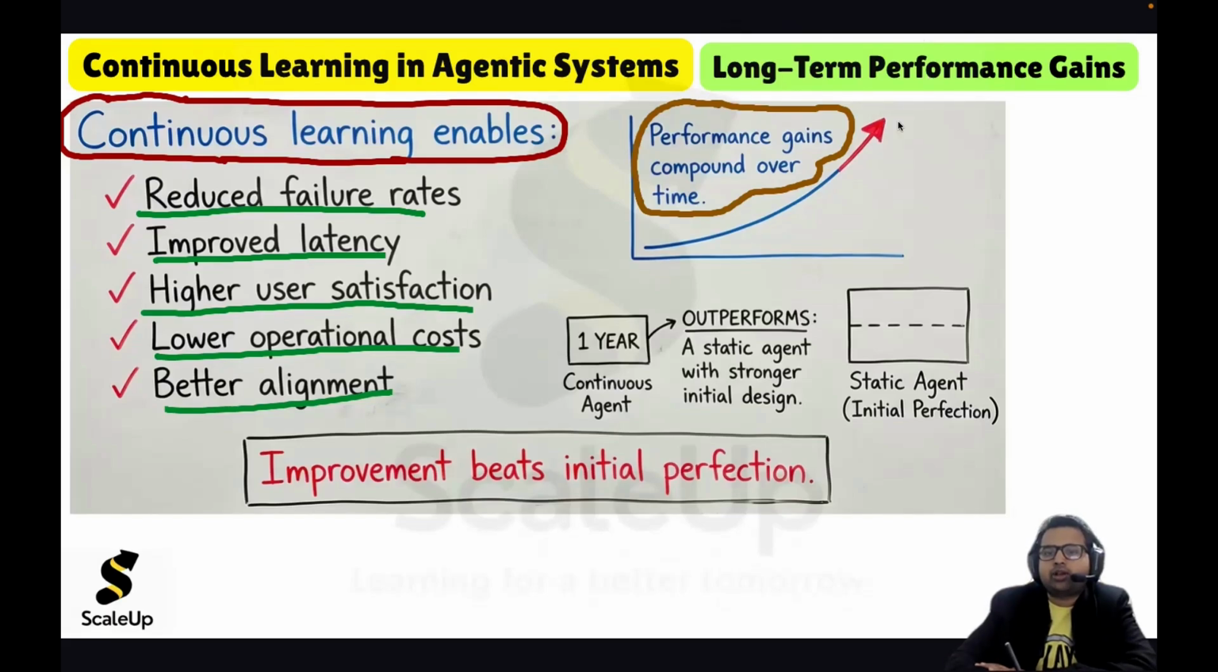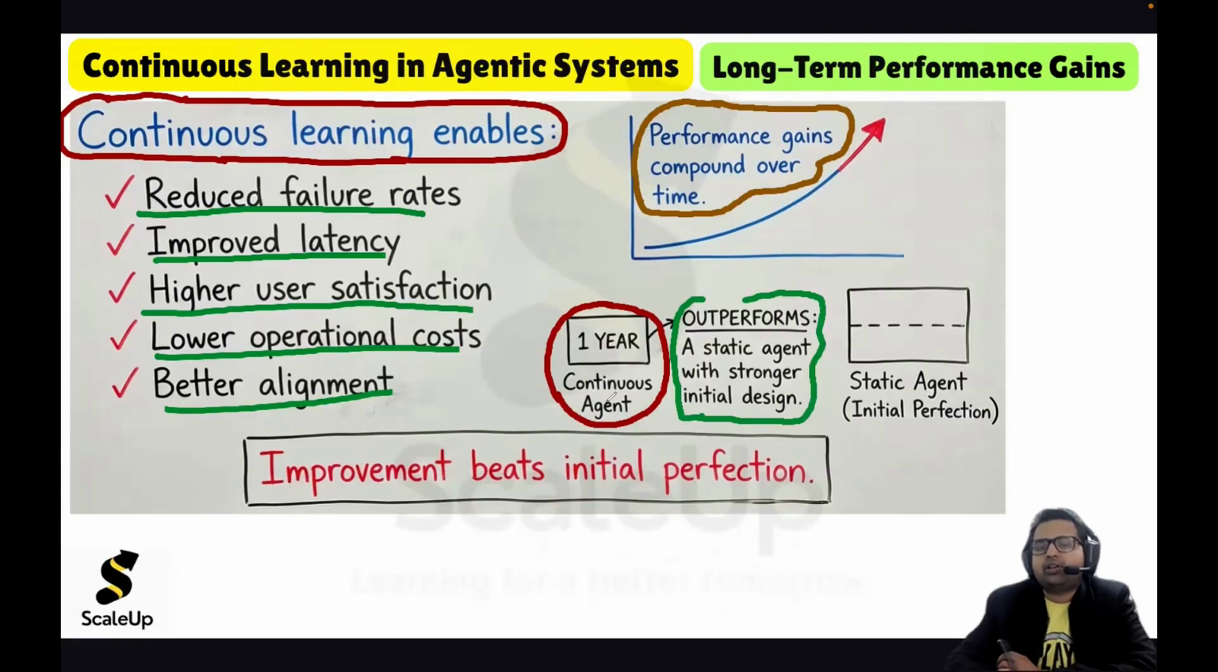So let us suppose we have an agent which is deployed for 1 year with continuous learning. So 1 year of experience it got. It is so powerful that it will outperform a static agent with a stronger initial design. So initially our continuous learning agent might be very dumb, but with 1 year of experience, it will outperform a static agent which was initially very strong.